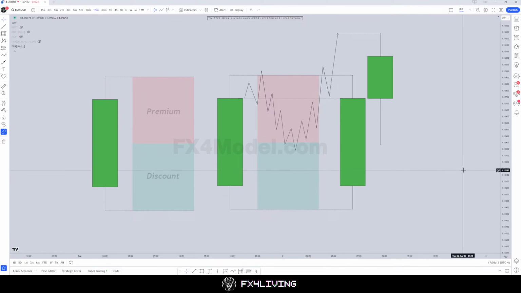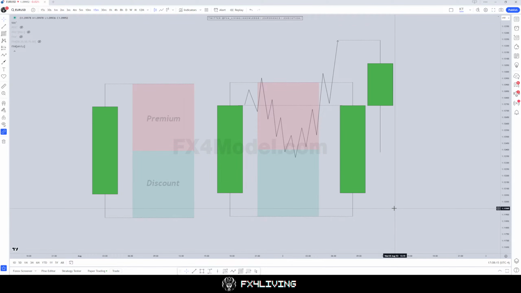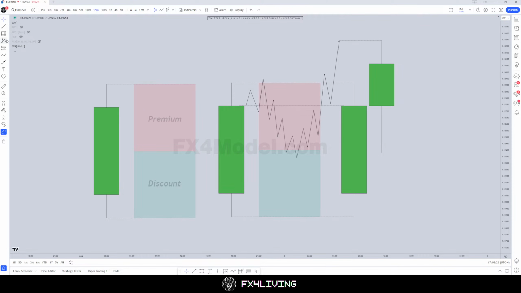This is something that I repeat a lot of times. This is how I look for the higher time frame to give me confluences on my lower time frame setup, right? Now, as you can see here, this is technically the previous daily, right? Previous daily premium, previous daily discount.